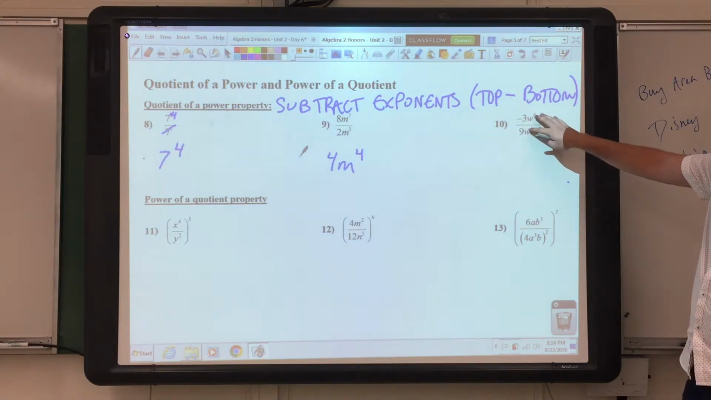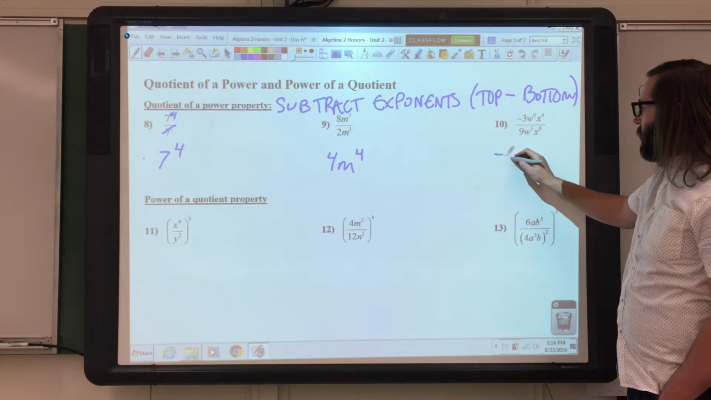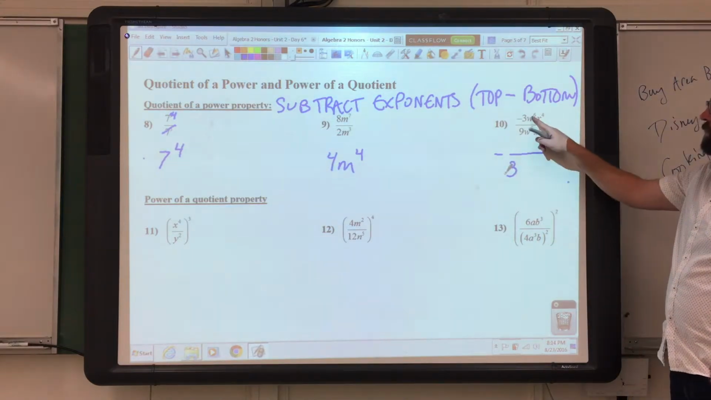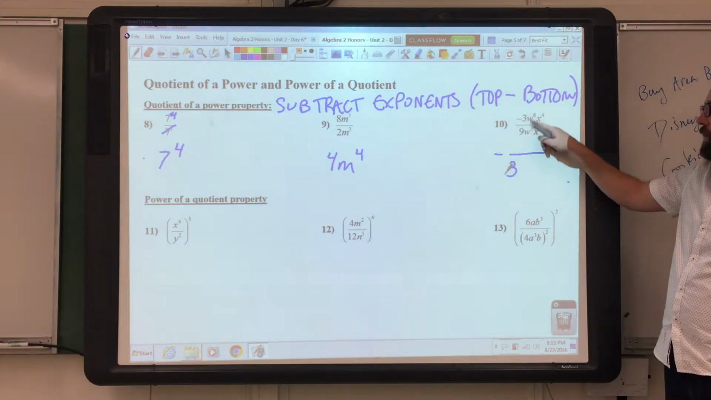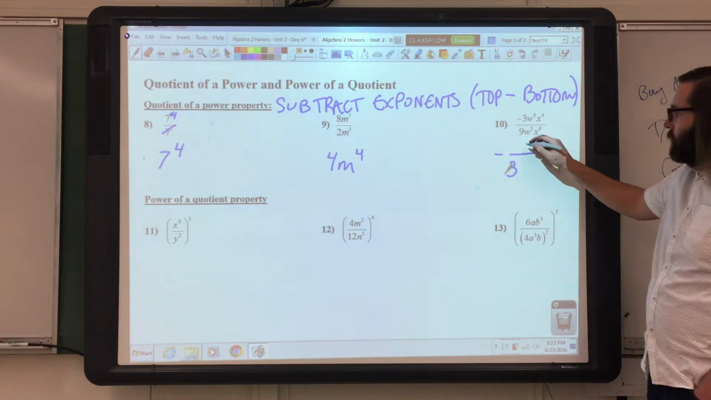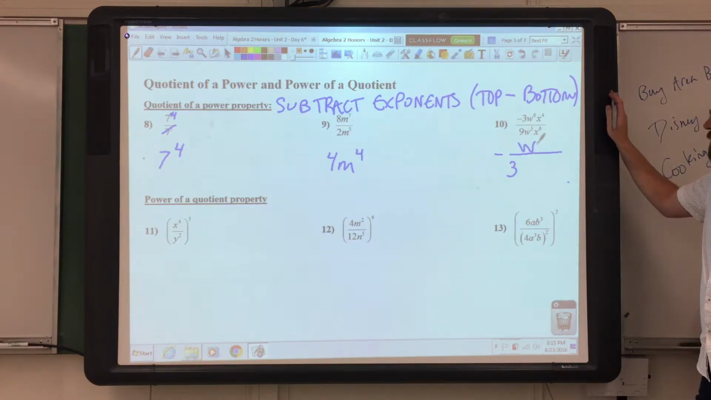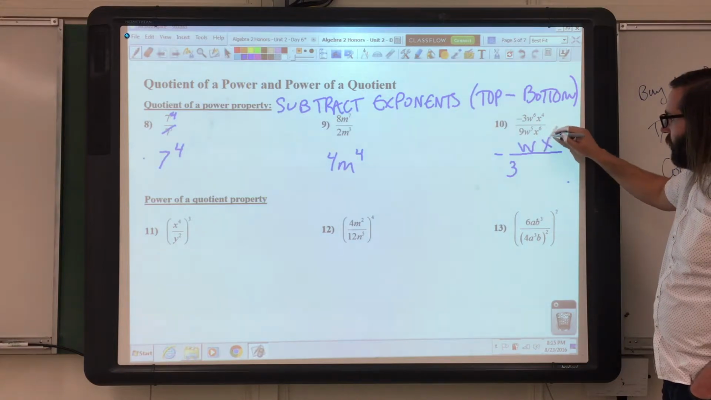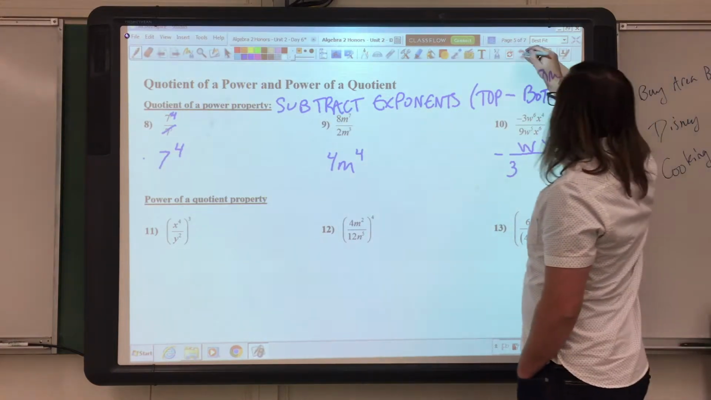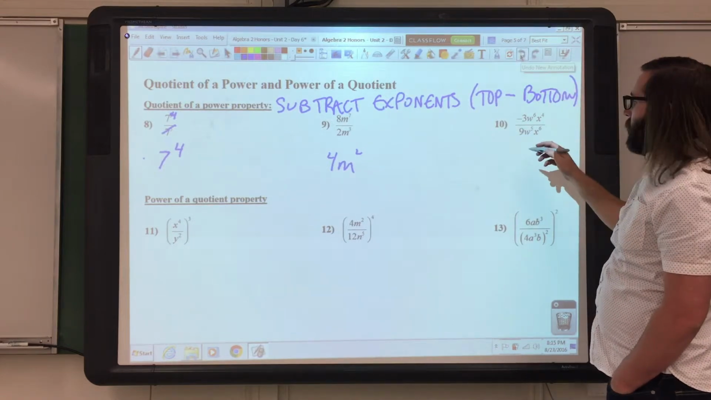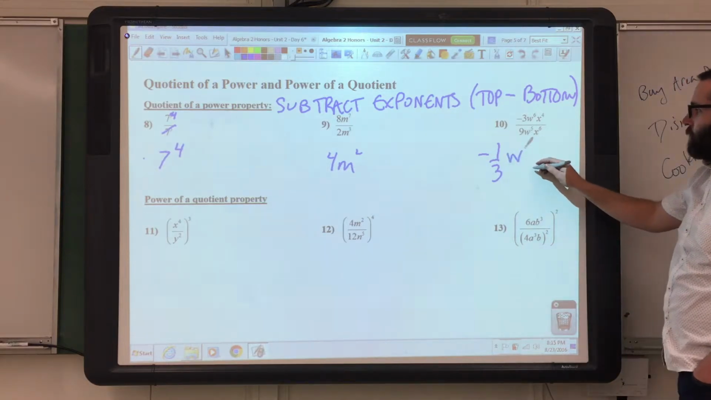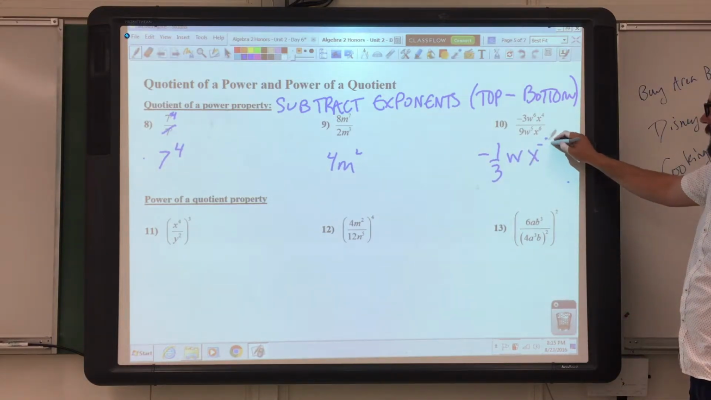Take a look at number 10. We worry about the numbers first, so this would be negative something over 3. Look at our exponents. W and W, same base, we can deal with these exponents. So you do 6 minus 5, so W up top. Then we have X's and X's, so you do 4 minus 6. So you can think of this as negative 1/3 times W times X to the negative 2nd power.